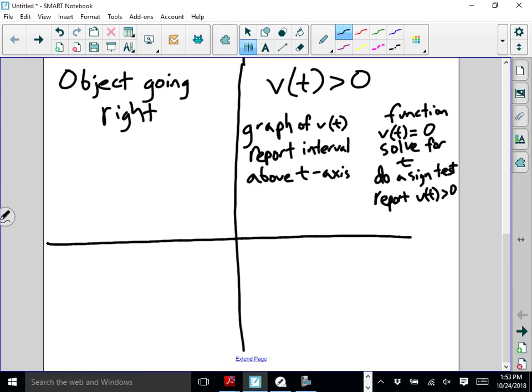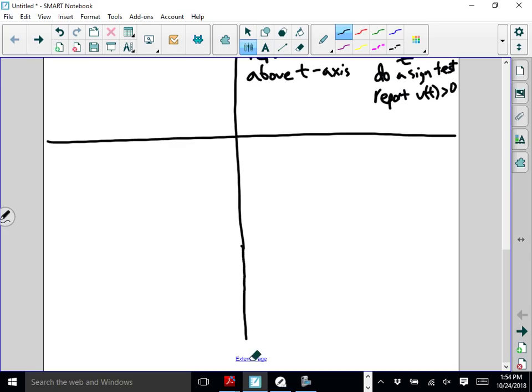Okay, next. I want to know if an object has a speed increasing. If I want to know where an object's speed is increasing, let's say at time t equals a. So it might be 2, it might be 3, it might be 4, it might be 1.2, whatever. We'll just call it a, at any time a.